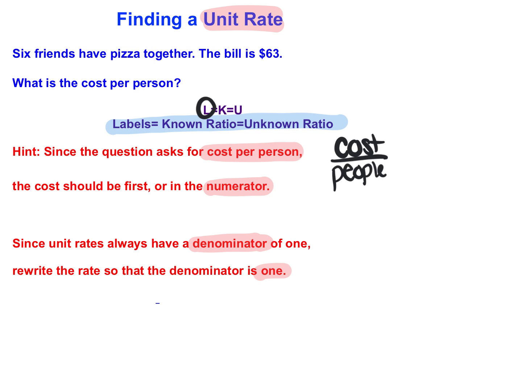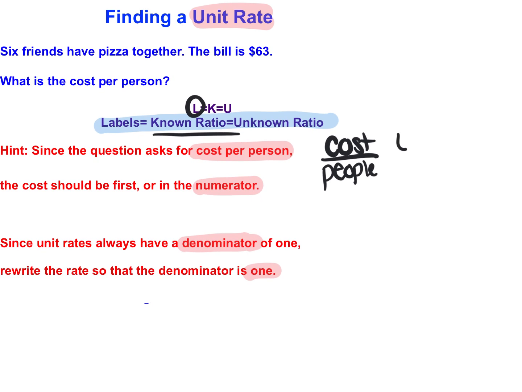Then it says, since unit rates always have a denominator of 1, we're going to rewrite the rate so that the denominator is 1. So what is the known ratio, the known cost to people ratio that's given in the problem? Jonah? 63. Good. $63 and 6 people or 6 friends. Very good. So we're going to set that up as cost over people equals 63 over 6.